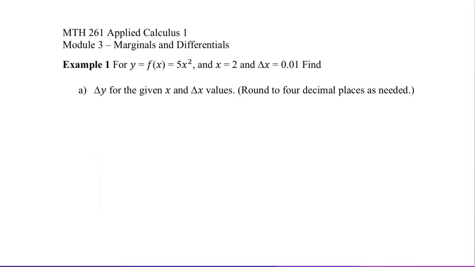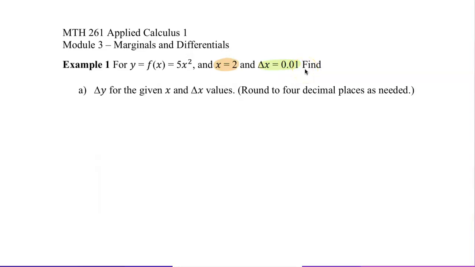All right, example 1 is giving us a quadratic function. They said f of x is 5x squared. And the first x value they gave us is x equals 2. And they're saying here, delta x is 0.01. What does that mean? The change in x value is 0.01.